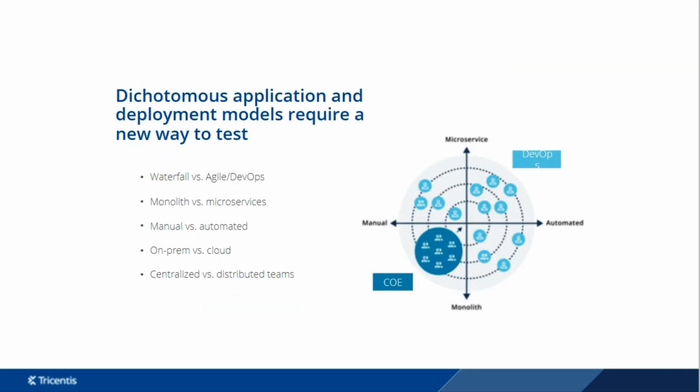On top of that, we have all these dichotomous application and deployment models now, and they require a new way to test. So waterfall and Agile and DevOps, most enterprises have a mix. The customers I've talked to, they still need to maintain certain projects under a waterfall environment where they're doing primarily manual testing over the course of a few weeks for their performance testing on their monolithic applications. And that's something that they're going to maintain for a while.